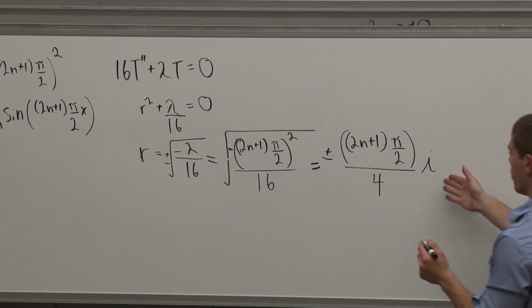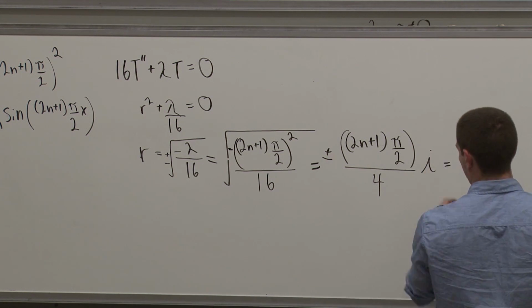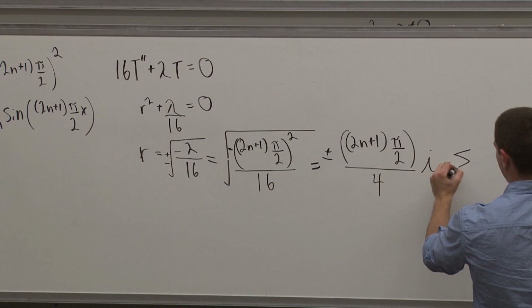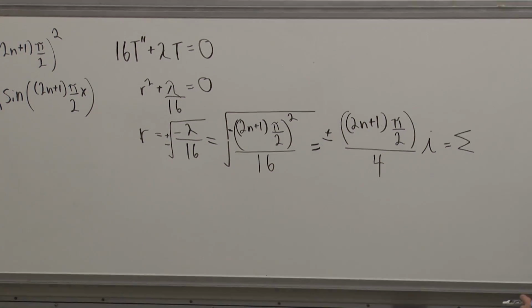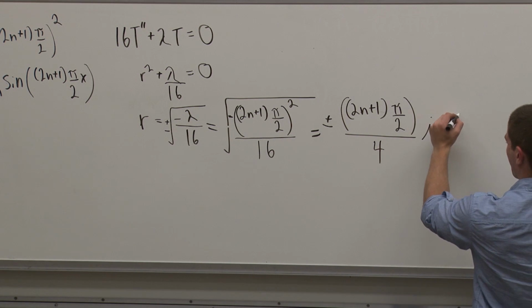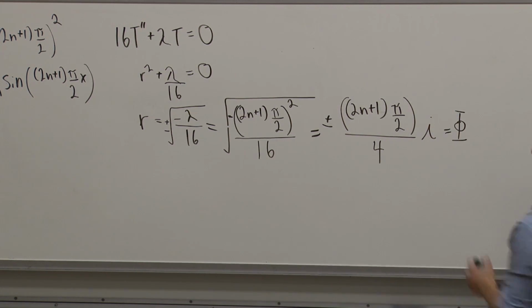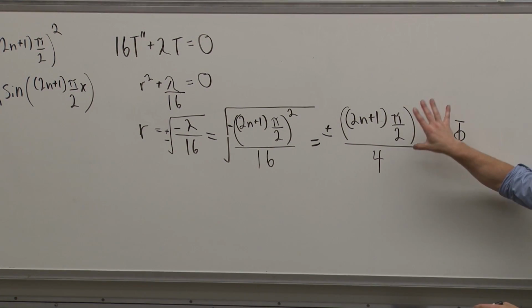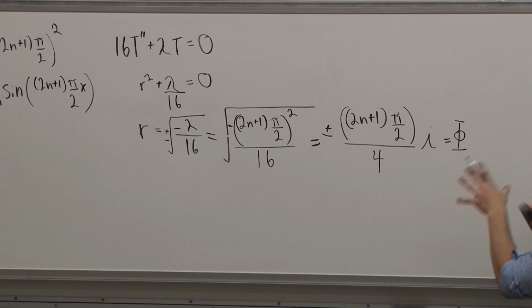So I'm going to call this, what should I call it? Give me something. Sigma. No. Phi. Okay, we'll call it phi, because I don't want to keep rewriting this like 5 times. Okay, so now we have a complex root.